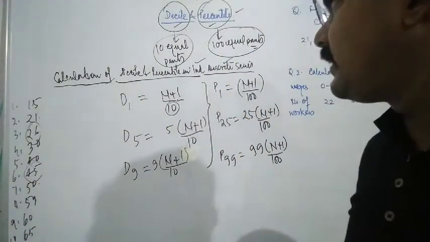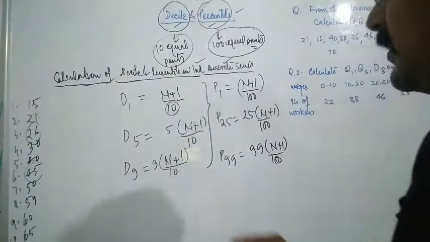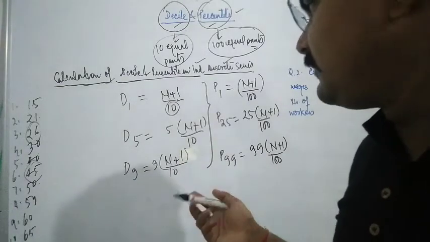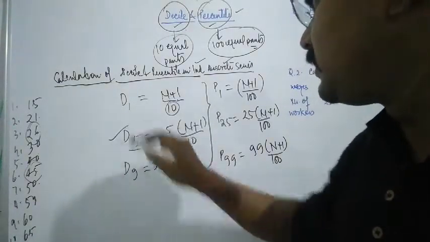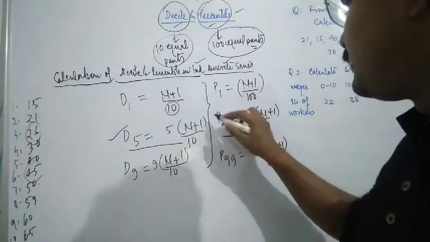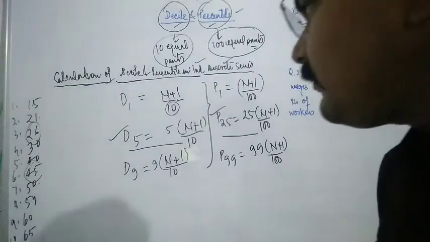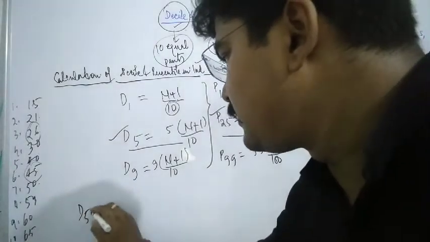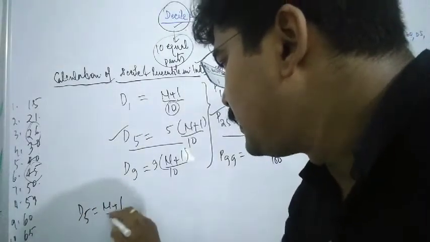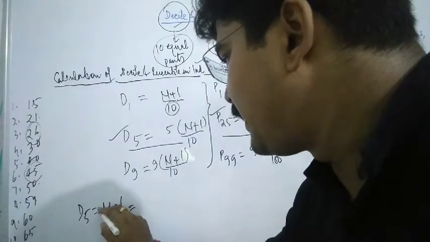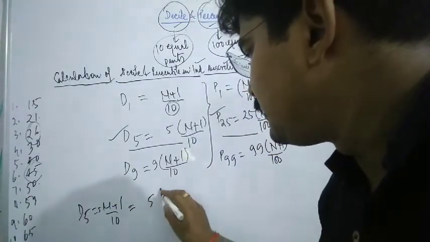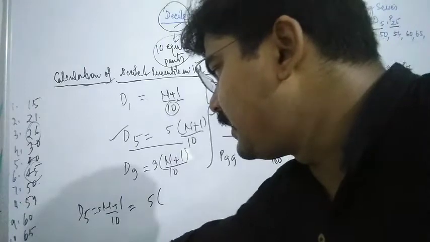So how will we calculate decile and percentile, sir? Suppose I want to calculate decile D5, then this formula would be used. If I want to calculate P25, then this formula would be used. Let us see what the answer would be. D5 is equal to 5 into (n+1)/10, where n is 11.